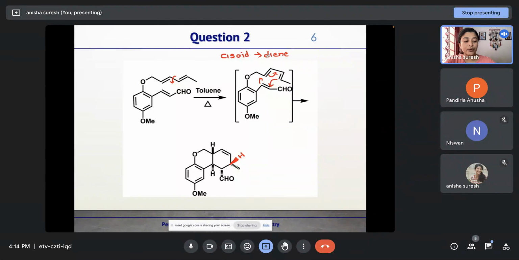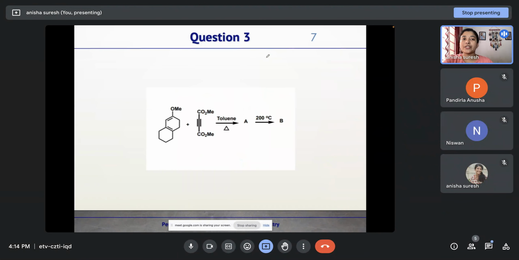Hope you have understood. Now we will move to question number 3. Here also we have to predict the correct regiochemistry and stereochemistry of the product. So here two starting materials are given. It is subjected to thermal condition. We will get a product A. That product A, upon further heating, we will get some product B. So we have to predict the correct regiochemistry and the stereochemistry of the products.